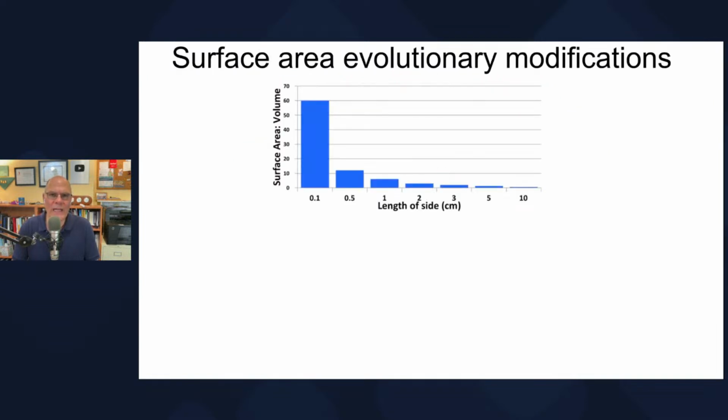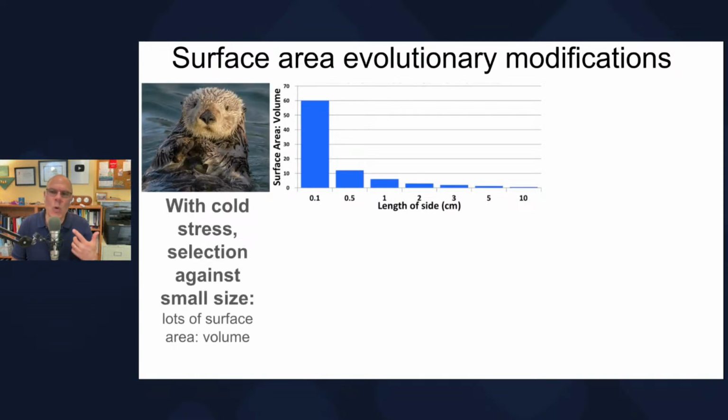There are a variety of thermoregulatory adaptations that are related to surface area, which is really cool because now that we're in Unit 4, we can use some of the material that we learned about back in Unit 2 of AP Biology. So one of them is going to seem a little bit counterintuitive based on what I'm showing. With cold stress, there's selection against small size. This is particularly relevant to the marine mammals.